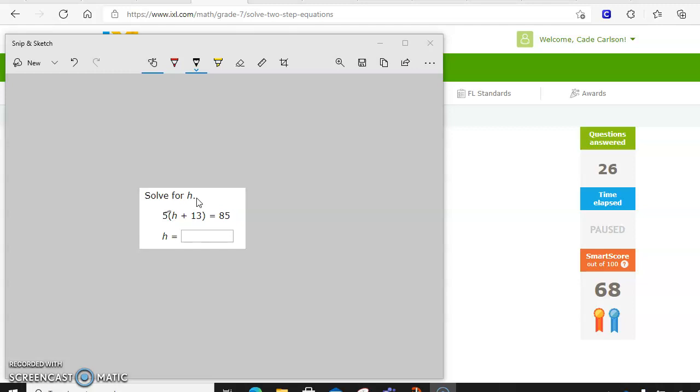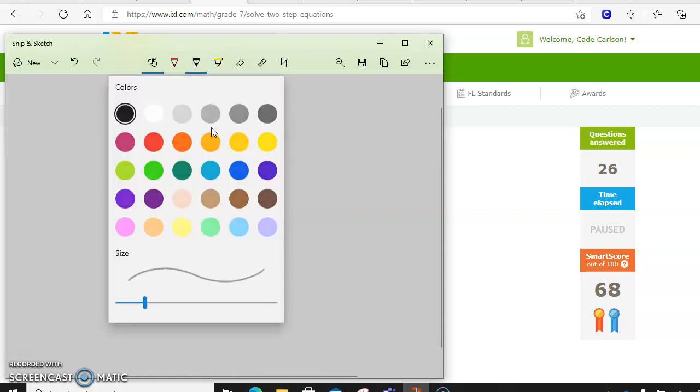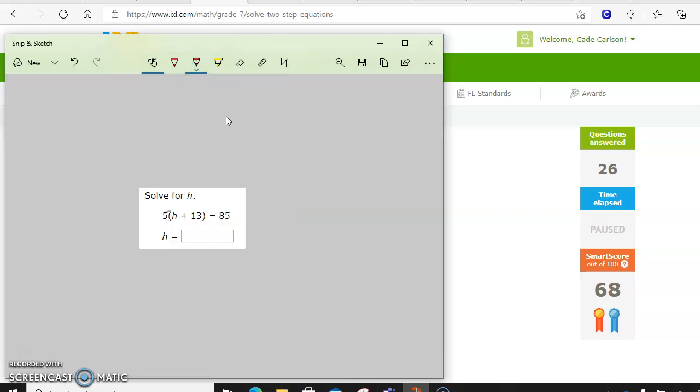Got it, this is two-step equations. So first you have to distribute the 5. Let's do that. You have to distribute the 5 to the h, that is 5h plus 65, because 5 times 13 equals 65, and 85.